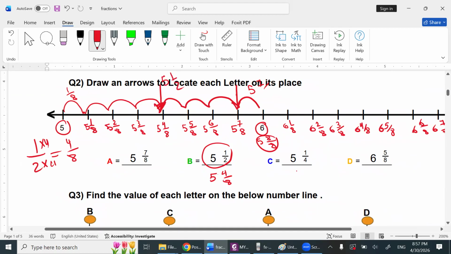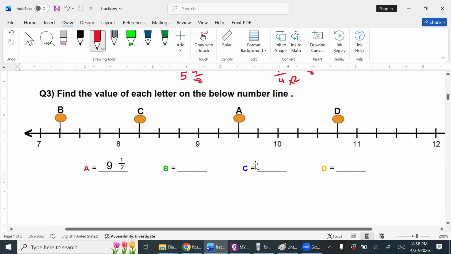We need 5 and 1/4. Convert this quarter to have a denominator equal to 8. So you can multiply 4 by 2 and multiply 1 by 2, up and down, to give you 2 over 8. So we need 5 and 2 over 8, which is exactly here. The last one, 6 and 5 over 8. You can draw an arrow directly at 6 and 5 over 8.